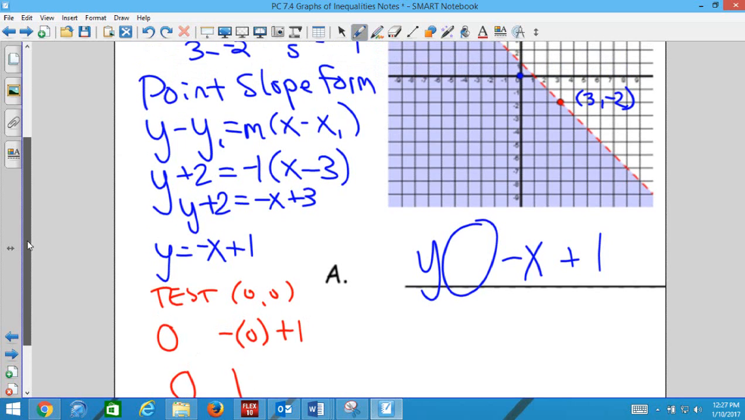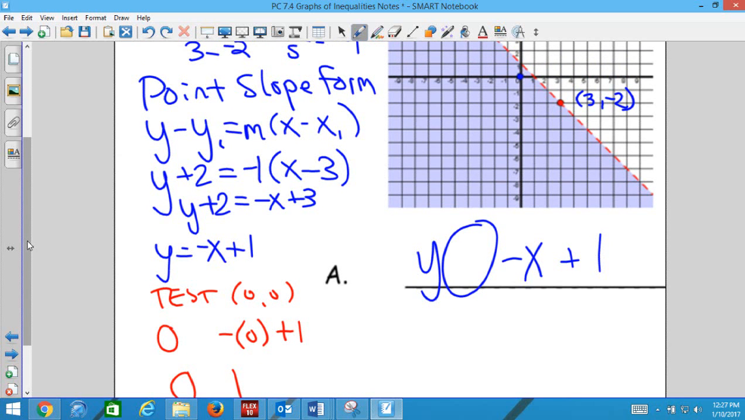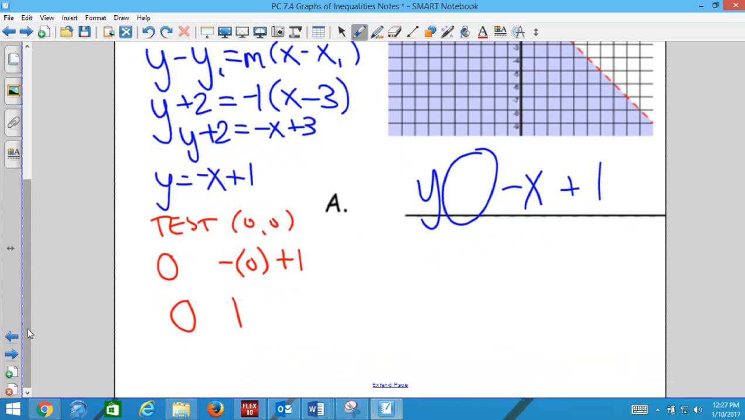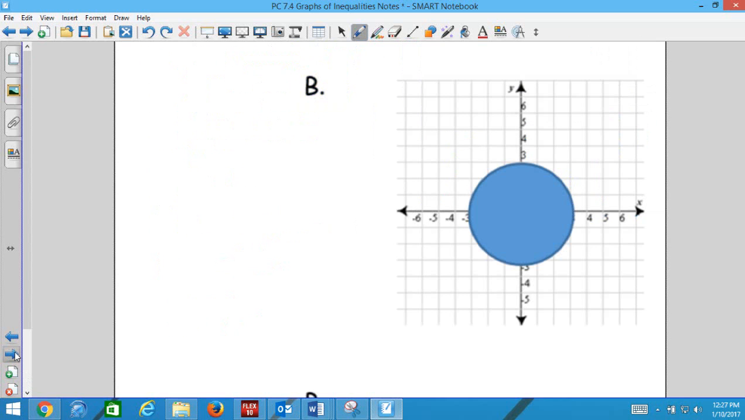When you look at the picture, 0, 0 is shaded, so this needs to be true. What would make 0, 1 true? Less than is going to make it true. So it would be less than. And a lot of you probably know if it's shaded below, then it's less than. Almost all the time it's pretty obvious, but it's not always obvious. All right, next one is a circle.